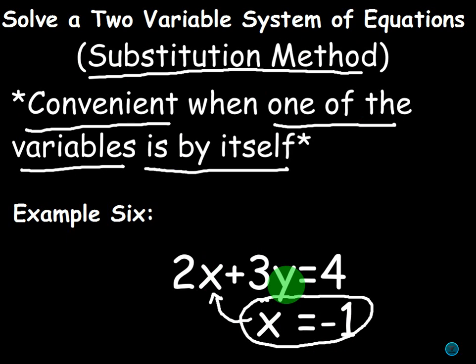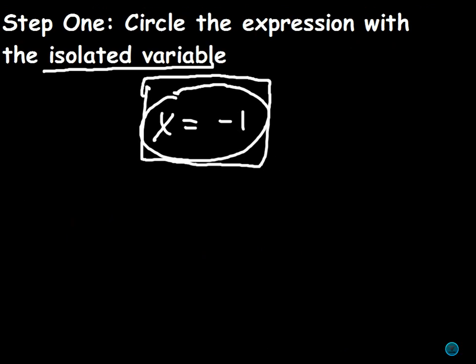Let's go ahead and look at the first step: circle the expression with the isolated variable. Now, if you look on your worksheet, it's not always on the top and it's not always on the bottom. For example, number 1, the top equation is isolated. Number 2, the same. Number 3. But if you look at number 4, the bottom equation is the one that's isolated, y equals -8x plus 4. So the first thing I want you to do is go through the worksheet and circle the equations that are isolated, meaning the variable's by itself.